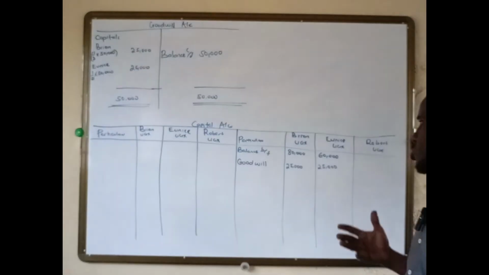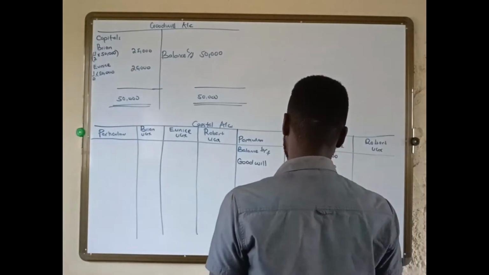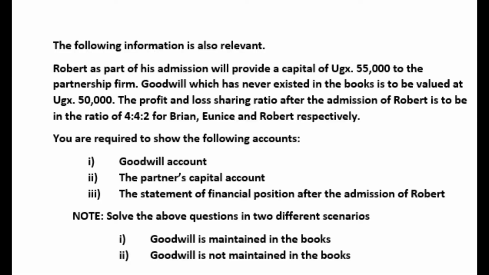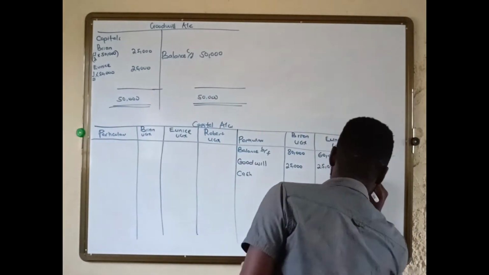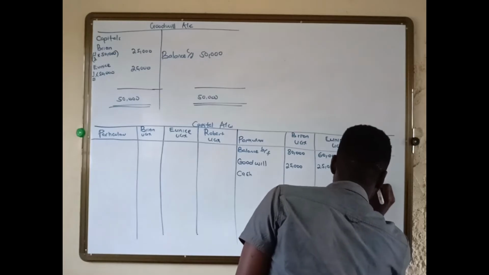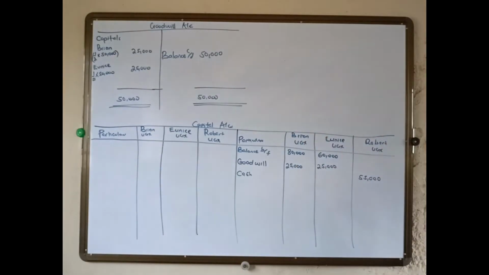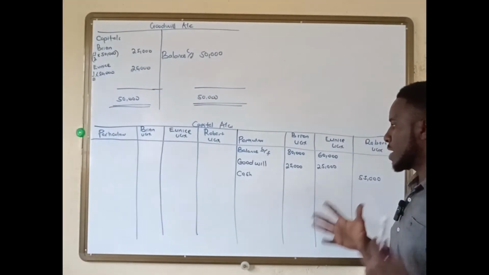So this is what these people shared when it came to goodwill. Then realize also Robert introduced a certain amount of cash in the business. They told us that Robert introduced cash as capital. So we come here and we say cash, which was being introduced, and it was how much? If you check back, the cash was worth 55,000. So basically, this is all that the question demands.